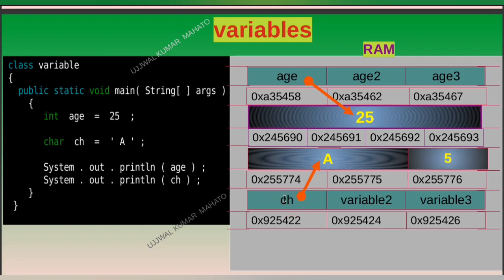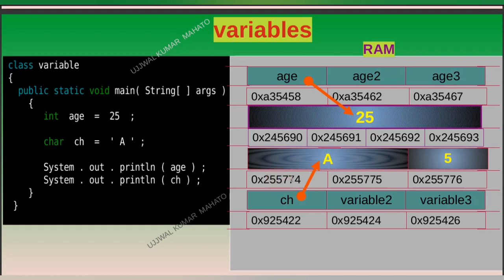Similarly, here ch is also stored. ch is the variable or identifier. You can see here ch is also a variable, and this variable is also stored in the memory RAM somewhere. This variable has this address, and it gets linked by the compiler with the value capital A, and A is character data, and it is also stored somewhere in the memory, and it also has an address.